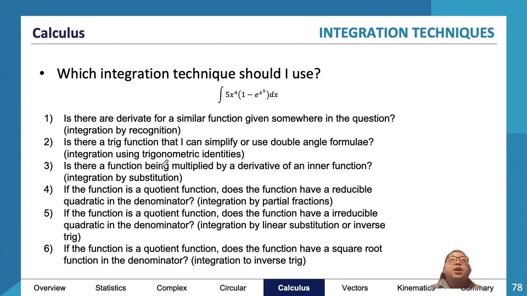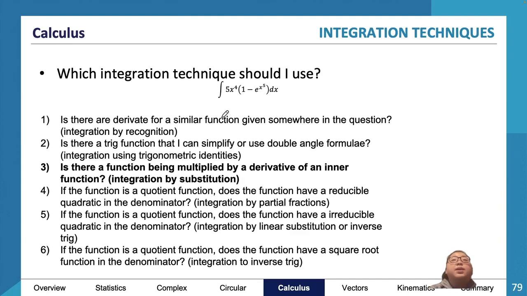Can I simplify using double angle? Not really. Is the function being multiplied by the derivative of the inner function? Yes, because we can see that we have x cubed here, and we have kind of similar things going on there. So we can see that it's going to be integration by substitution to get what we want here, because we have x to the power 5 here, and we have x to the power 4, or 5x to the power 4, which is even more perfect because that's exactly the derivative of x to the power 5.